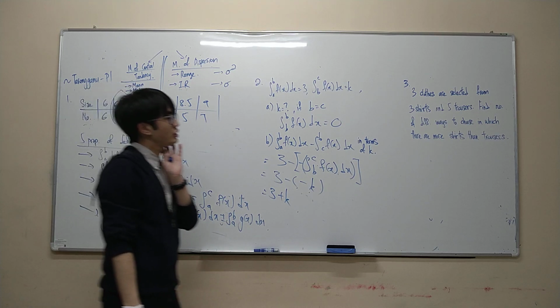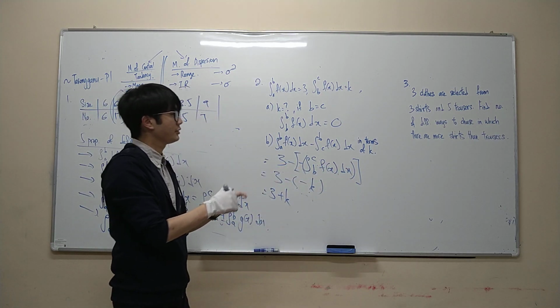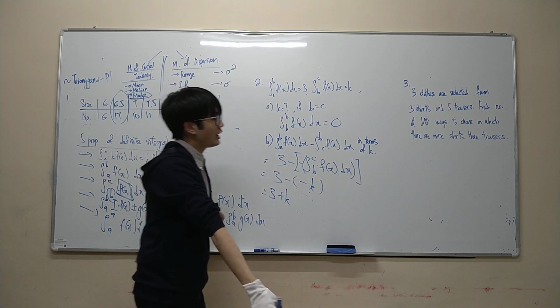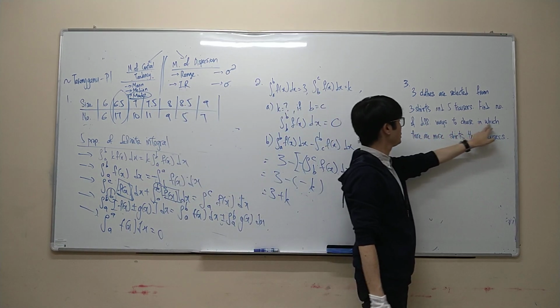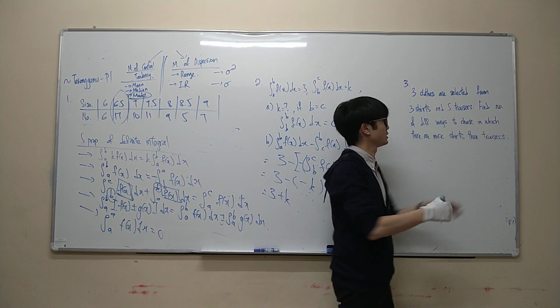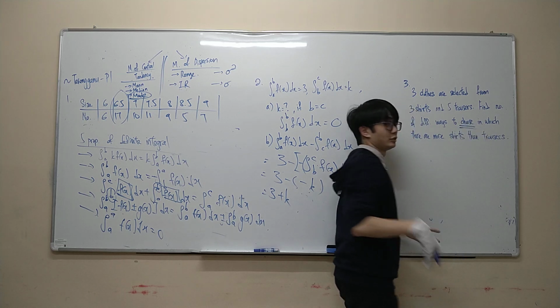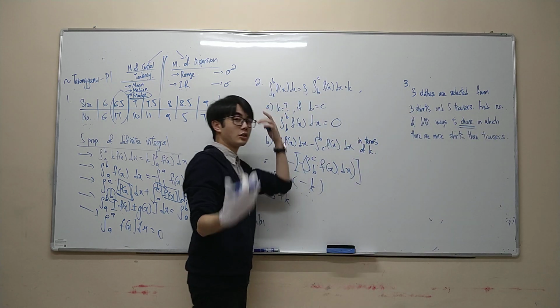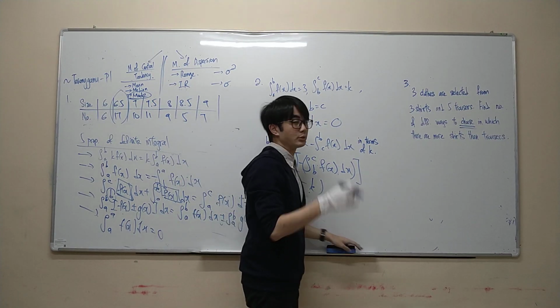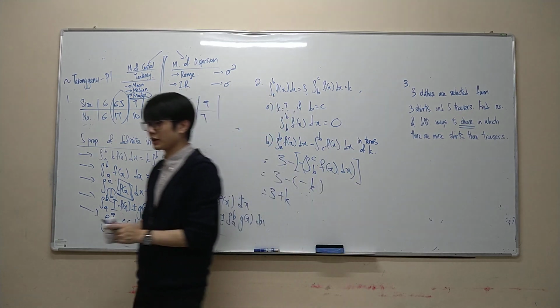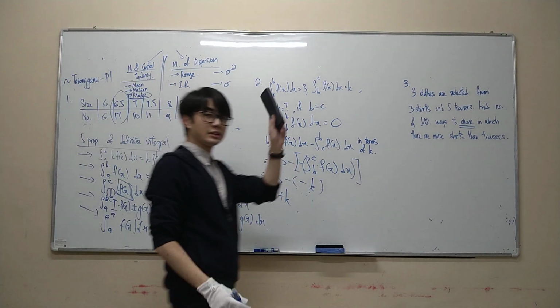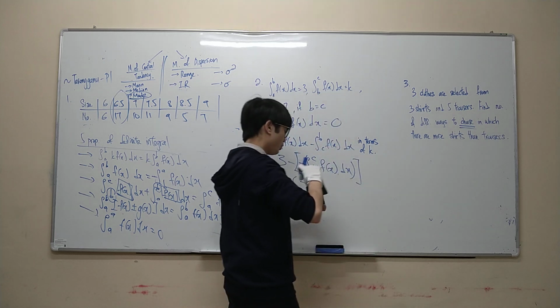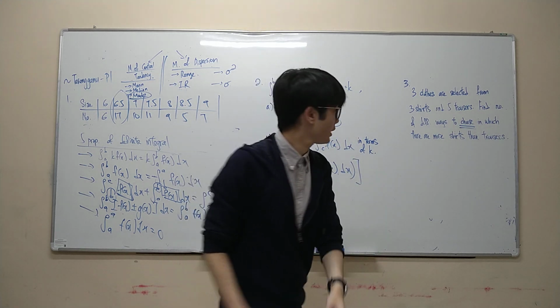Okay, number 3. 3 clothes are selected from 3 shirts and 5 trousers. Find number of different ways to choose in which there are more shirts than trousers. Choose. It means this is a combination. So you have to use C lah. Okay. So take out your calculator. Alright. So calculator. Okay.